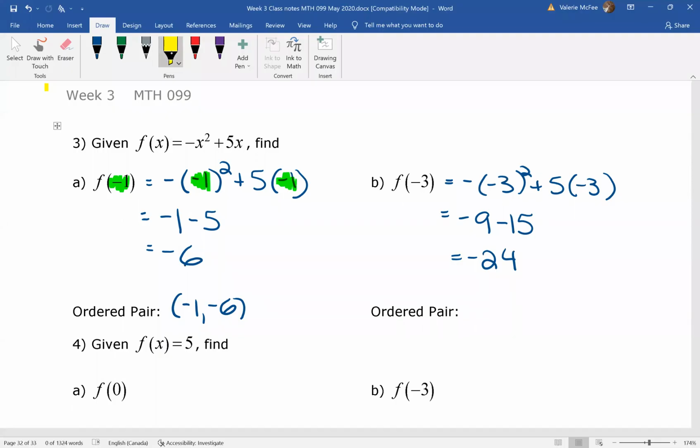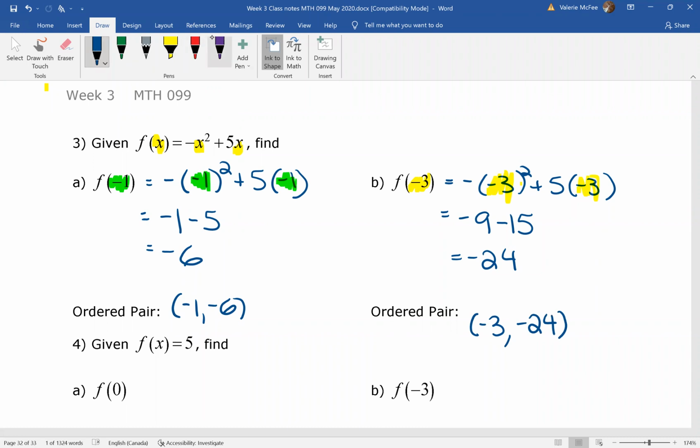In part B, we changed x to negative 3. So each x, we substituted negative 3 and found that the f of negative 3 is negative 24, giving us an ordered pair. When x is negative 3, y, or the f of x, is negative 24.